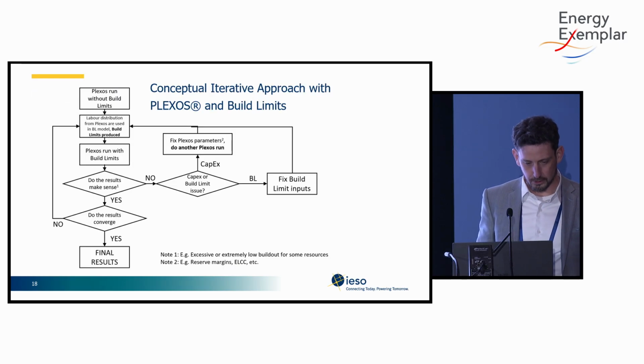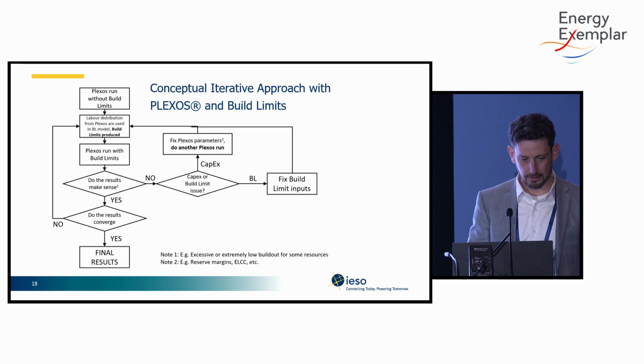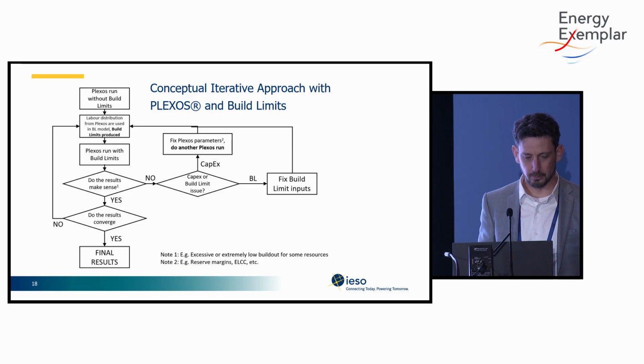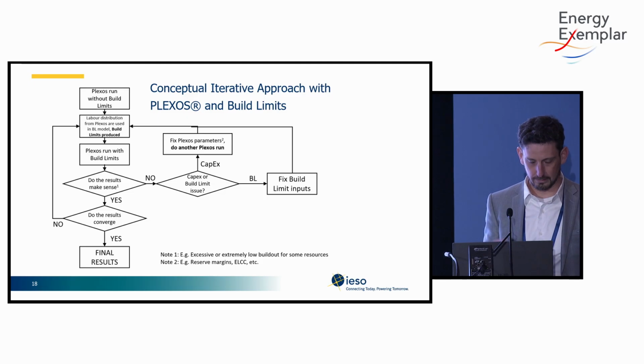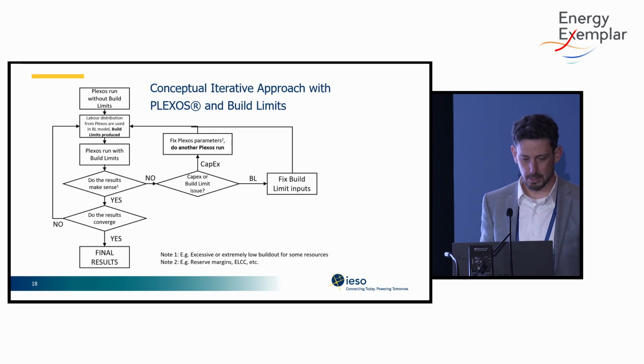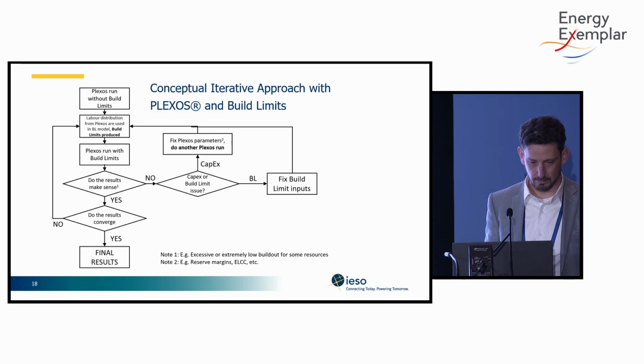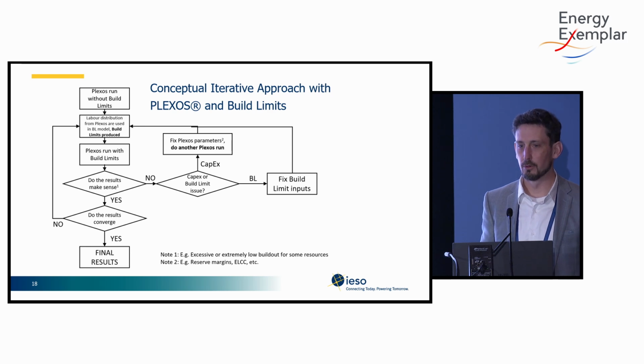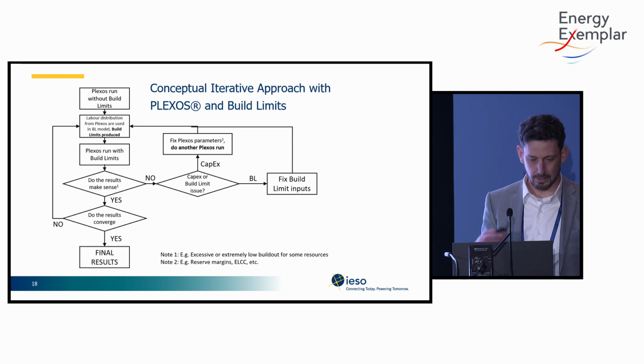In terms of the flow chart, as I said, we start with a PLEXOS run where there's no build limits. We take those outputs, put them into the labor distribution of the build limits model, and come up with some overall limits. Then we put that back into PLEXOS and do another capacity expansion run.